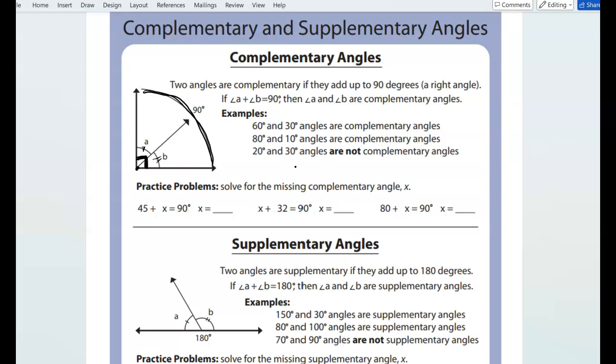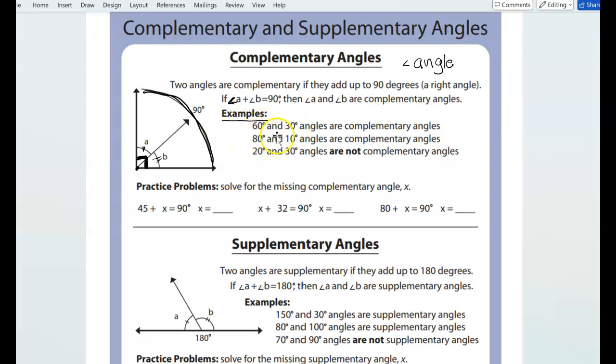Here are some examples. But before we get to the examples, we need to realize that this means angle. So instead of writing the word angle, we just see this symbol and we say angle. All right, so if angle A plus angle B equals 90 degrees, then angle A and angle B are complementary angles.